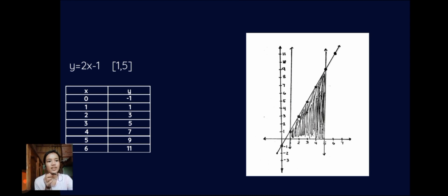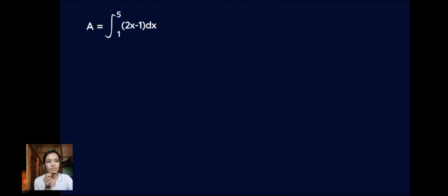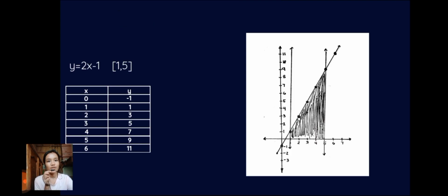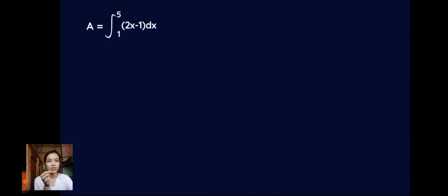So, after that, let's proceed to finding the area of the region bounded by the line 2x minus 1, then the interval of 1 and 5. So, 1 to 5. So, the area is equal to the integral of 2x minus 1 dx from 1 to 5. Same as what we did earlier.